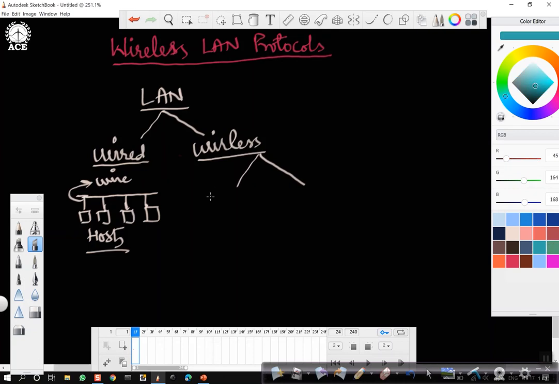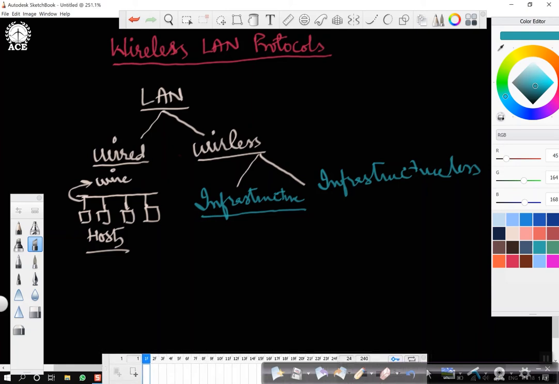One is called infrastructure based. Please understand this point is not in the textbook; I am telling you from other aspects: infrastructure and infrastructureless. Infrastructure means you need some hardware in order to organize the LAN. So what is that? I will talk about it.